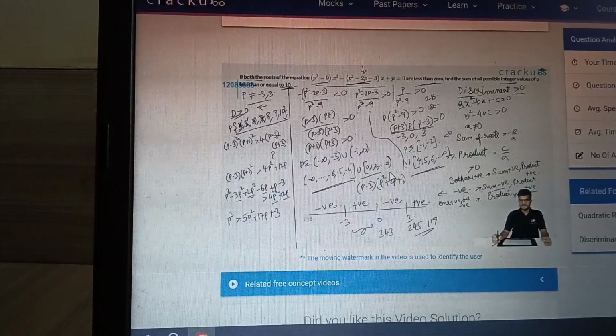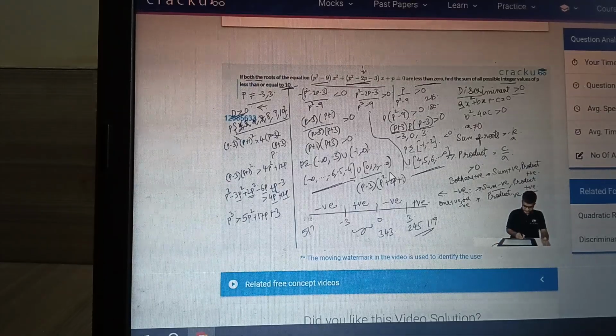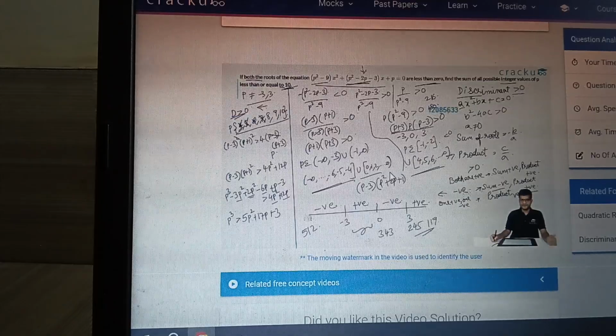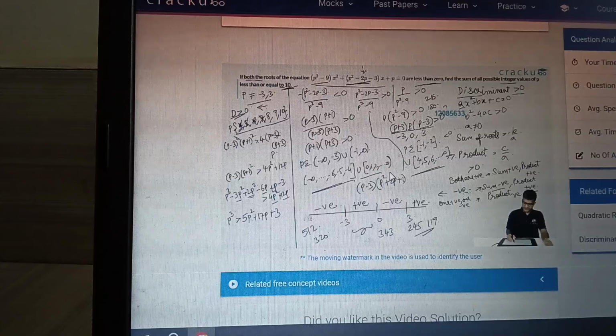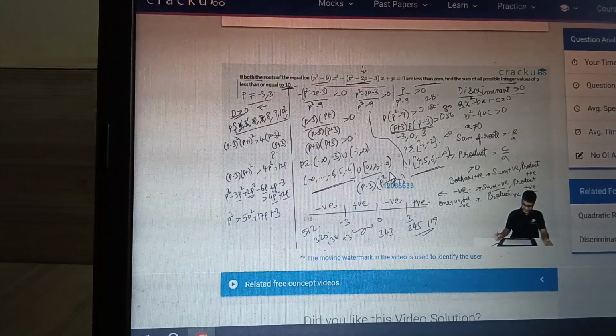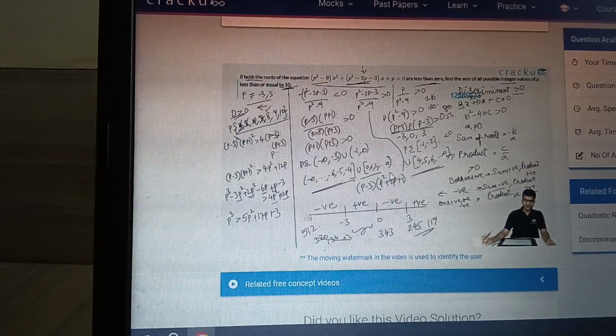Will this inequality be satisfied when p is equal to 8? p cube will be equal to 512. 5p square will be 5 into 64, which is 320. 17p will be 17 into 8, that is 80 plus 56, which is 136, plus 3. Now you can see that this is approximately 460. I think this is 459. So this inequality is satisfied when p is equal to 8.